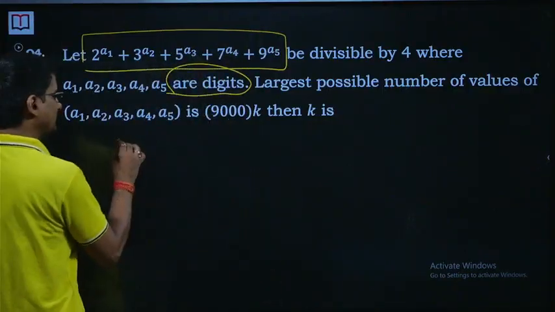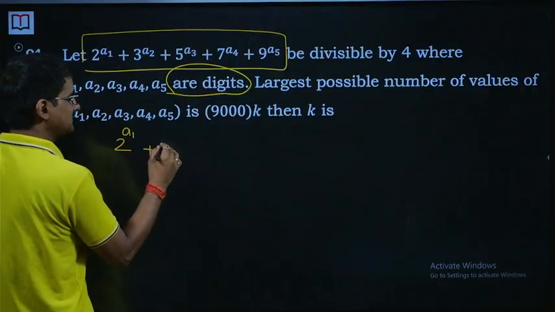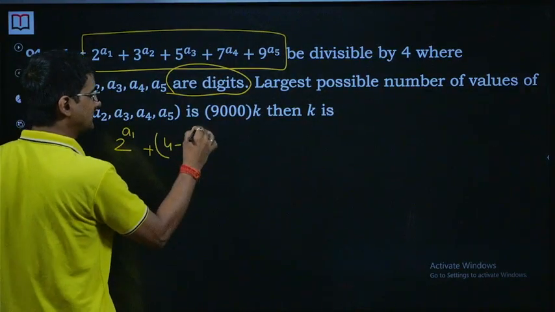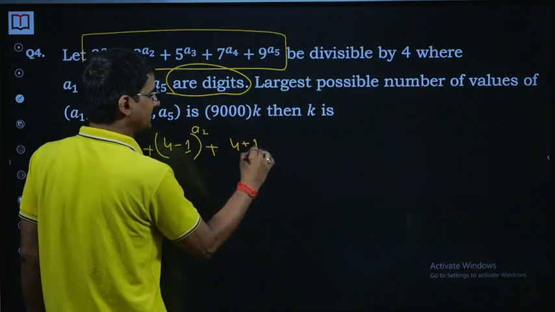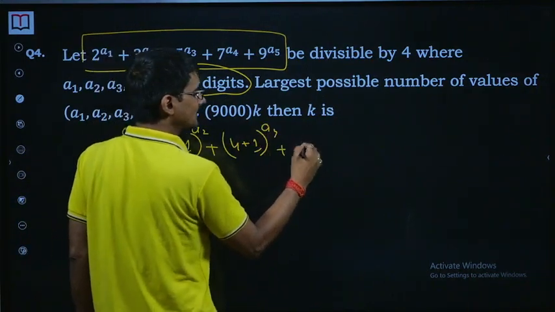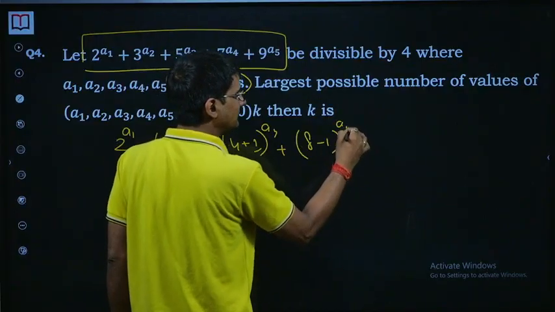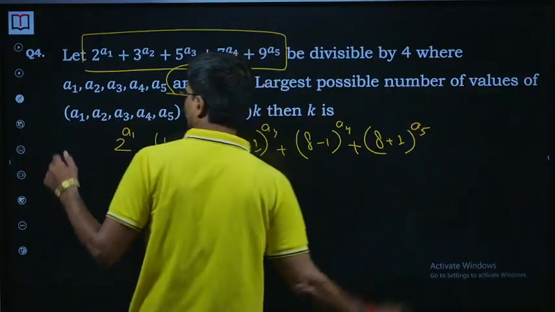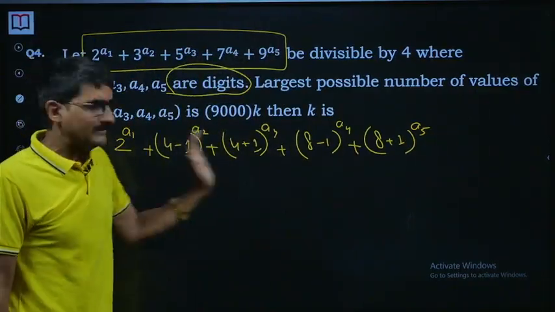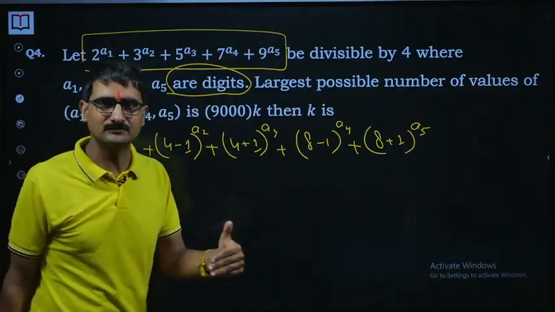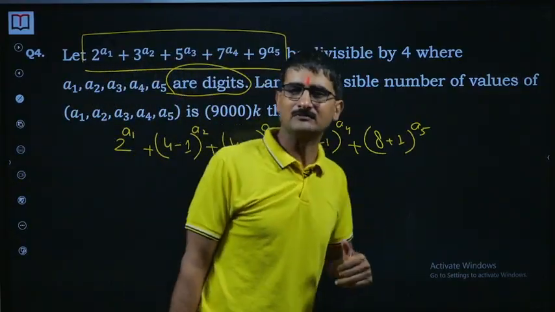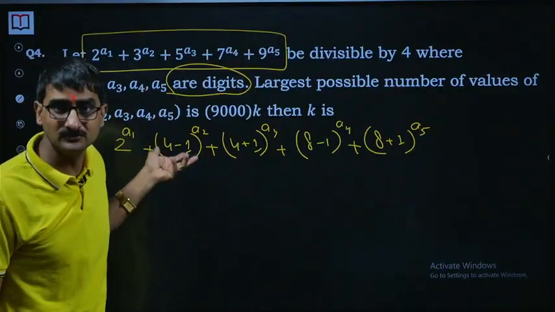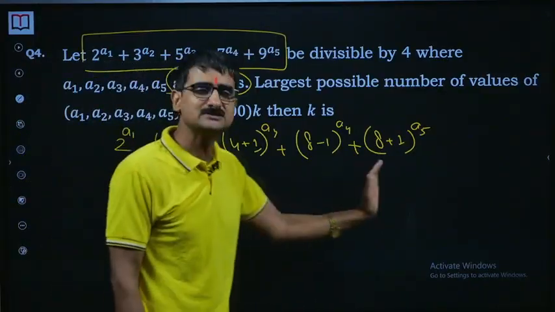Now how did I approach? I said, okay, 2 raised to power A1 plus 3, I will write it as 4 minus 1 raised to power A2. 5 as 4 plus 1 raised to the power A3. 7 as 8 minus 1 raised to power A4. 9 as 8 plus 1 raised to the power A5. Now what? We have to find all possible numbers A1, A2, A3, A4, A5 so that this expression is divisible by 4.